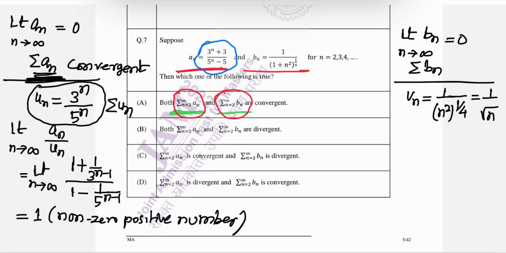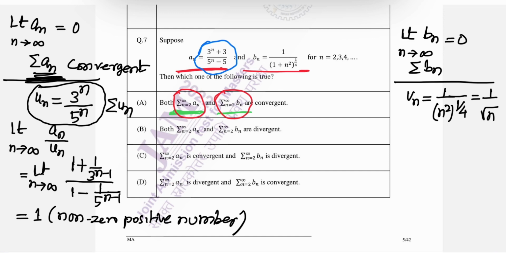So in the second, for the series sigma bn, we do the same. Here in the denominator, inside the bracket, 1 plus n square. When n tends to infinity, n squared is a great number in comparison to 1. So I have omitted 1 and I have taken just n square. So this is the way to choose the auxiliary series.